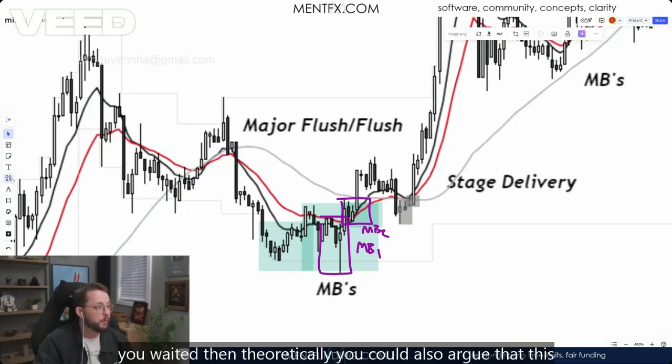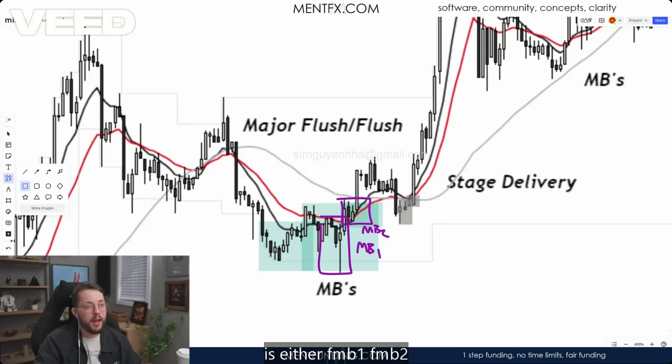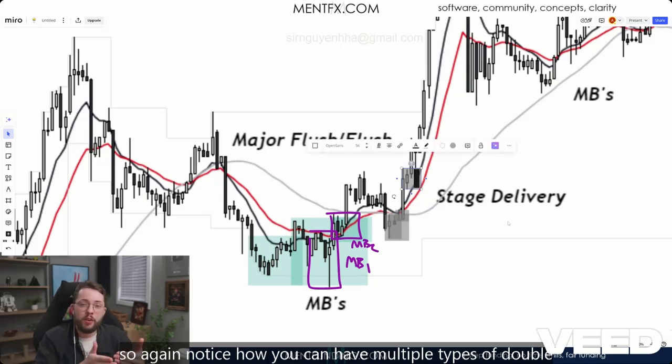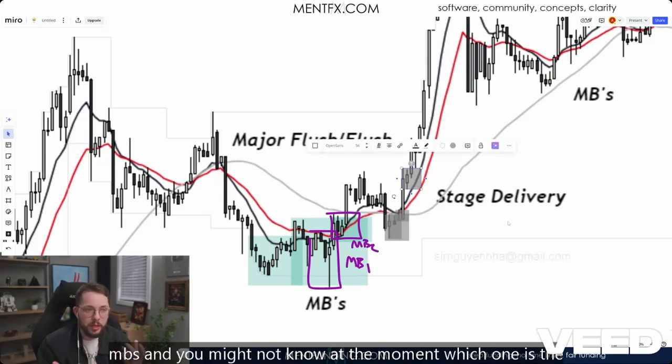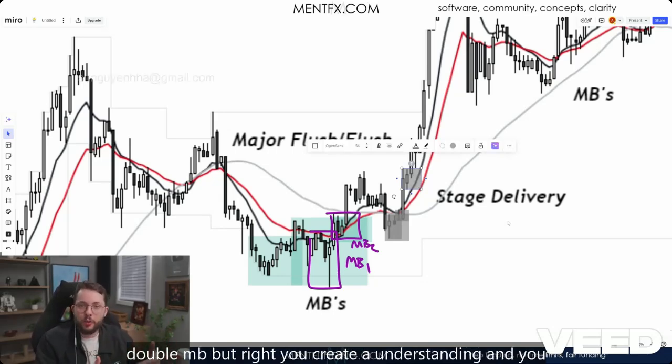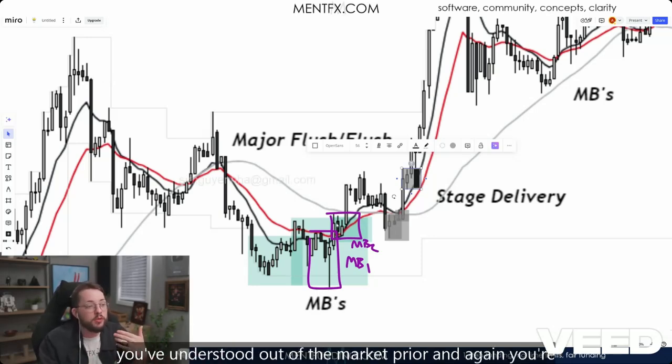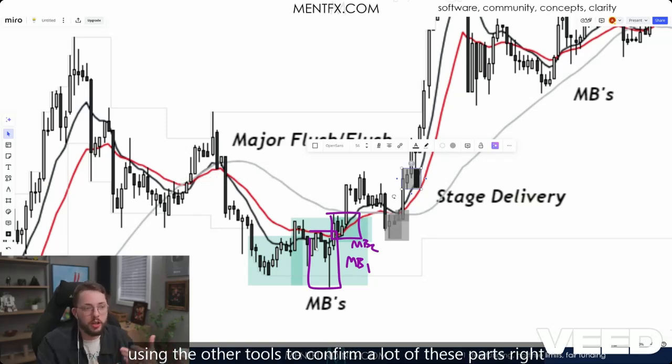Now, if you waited, then theoretically, you could also argue that this is either FMB1, FMB2, or FFMB1, FMB2. So again, notice how you can have multiple types of double MBs, and you might not know at the moment which one is the double MB, but you create an understanding and you decide to take risk on something based on the movements that you've understood out of the market prior. And again, you're using the other tools to confirm a lot of these parts, right?